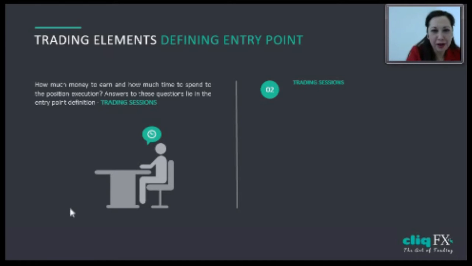There are some variants of elements helping us to define the entry point. Give me a second, please. I will check if the system is working correctly.